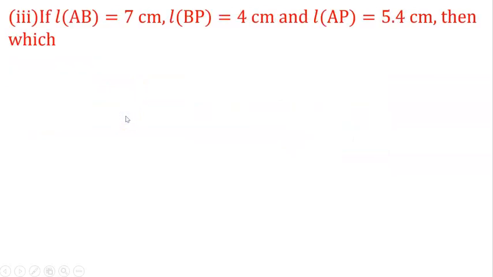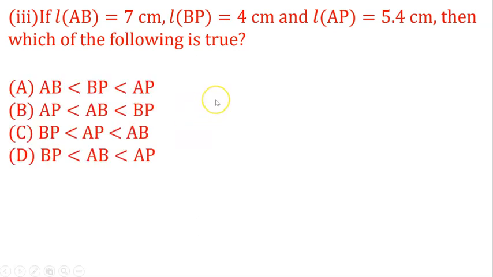Now next question, if length AB is equals to 7 centimeter, length BP is equals to 4 centimeter, length AP is equals to 5.4 centimeter, then which of the following is true? Now see this here. The longest segment is AB and shortest is BP. Now from this option, which is the greatest? That is the AB is the greatest and shortest is the BP, and hence option C is the correct here.